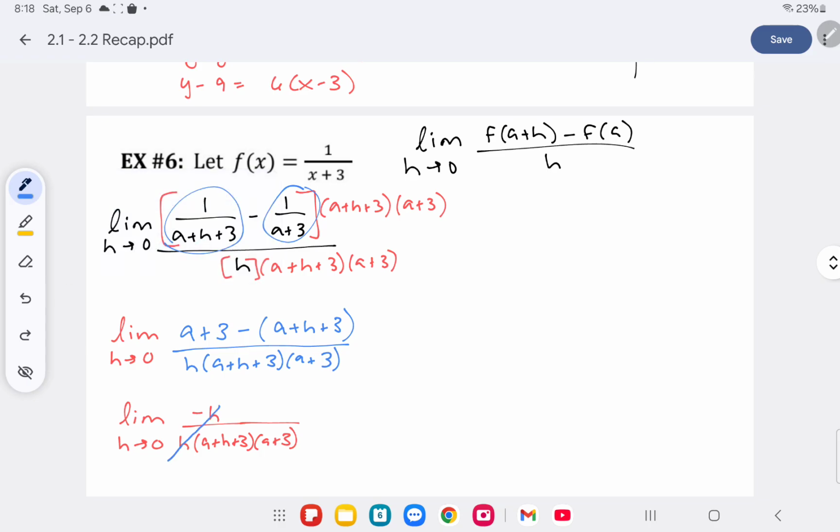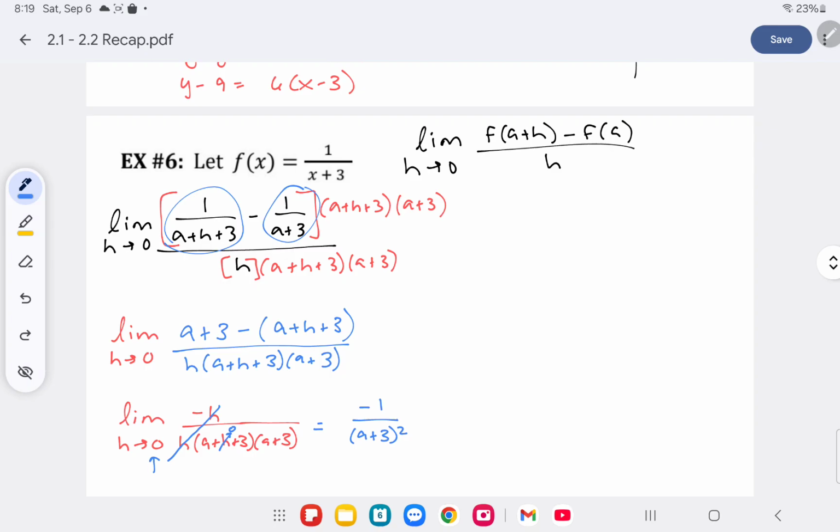The h's should always cancel out because when we plug in this 0, we should never get a 0 in the denominator. If we do, the limit doesn't exist there. But in most cases, we should get something nice here. So now I'm going to plug in a 0 for all my h's. And so I have a negative 1 in the numerator. This h is going to go to 0. And so I have a plus 3 times a plus 3 in the denominator, or a plus 3 squared.